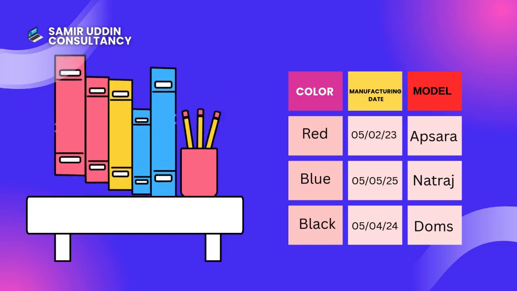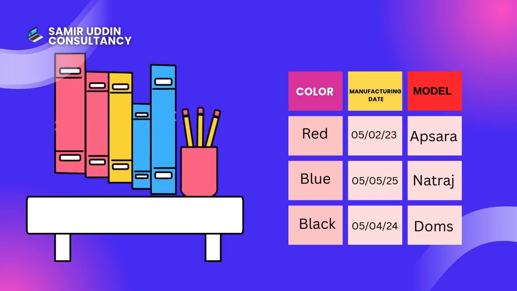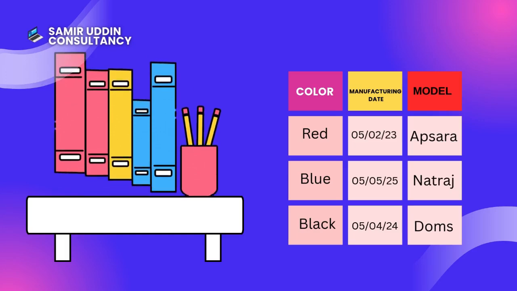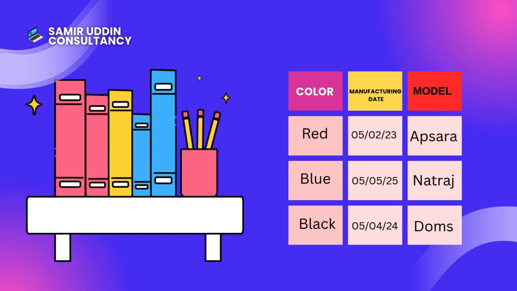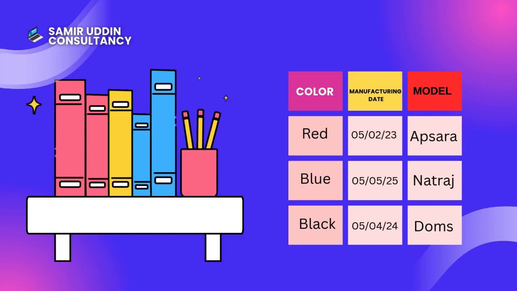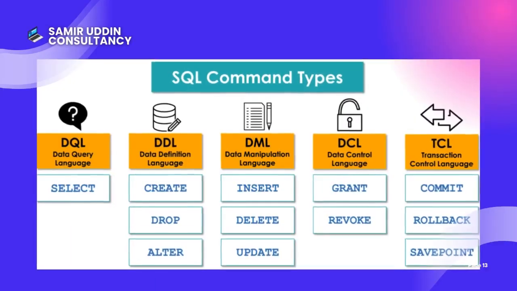CRUD operations explained. To manage data in these tables, we rely on CRUD operations: create, read, update, and delete. These are the core functions for interacting with the database. Create adds new records, read retrieves data, update modifies existing records, and delete removes them. SQL brings these operations to life through queries, commands that instruct the database to perform specific tasks. The fundamental SQL commands you'll use are select, insert, update, delete, and join.